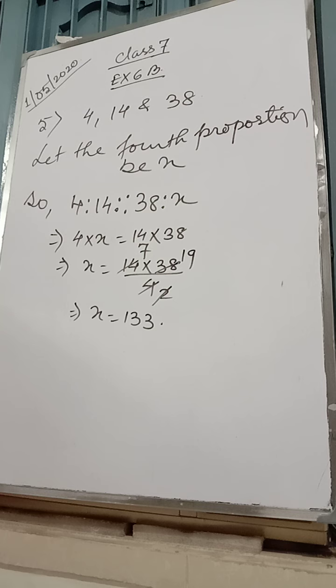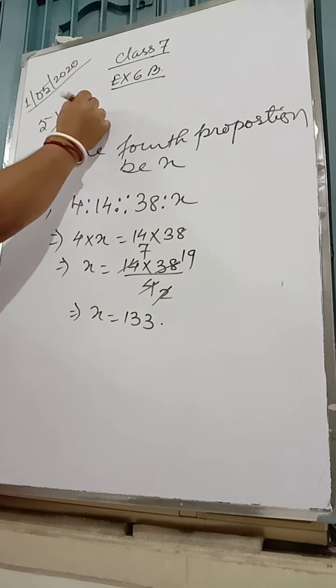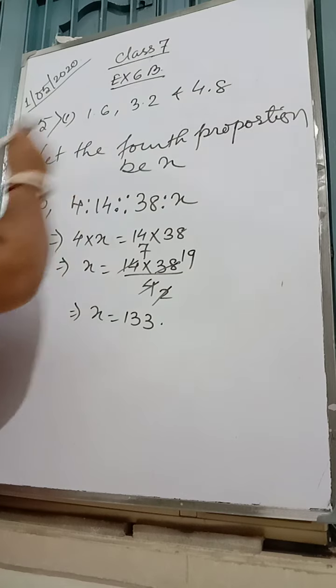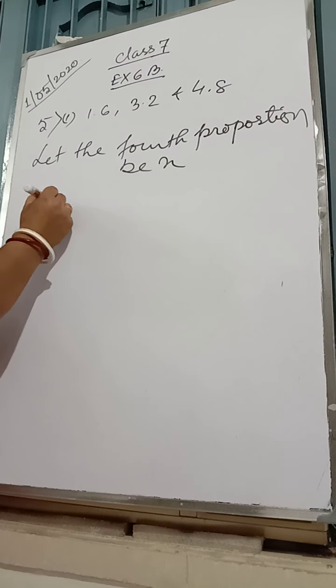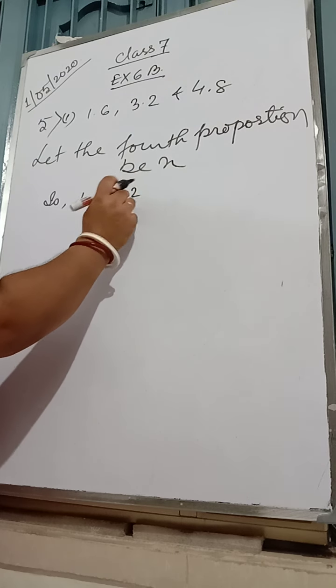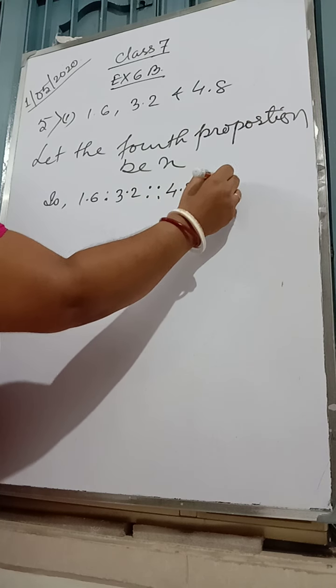Is it? In the same way, look at question number 3. This is 1.6, 3.2 and 4.8. Let the fourth proportion be x. So it gives you 1.6 is to 3.2 proportion with 4.8 is to x.